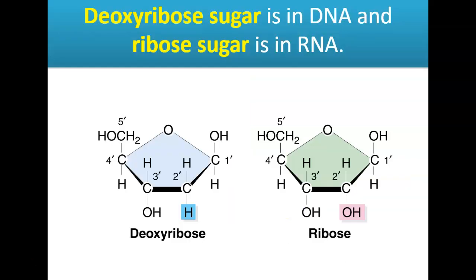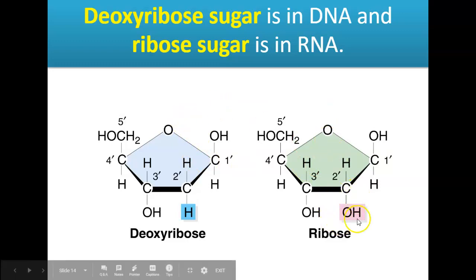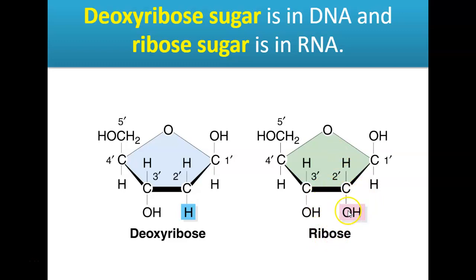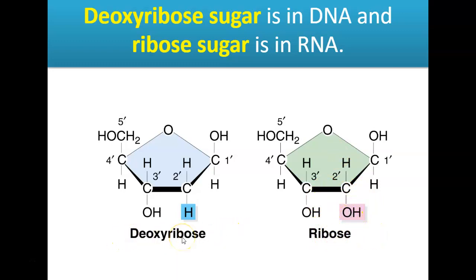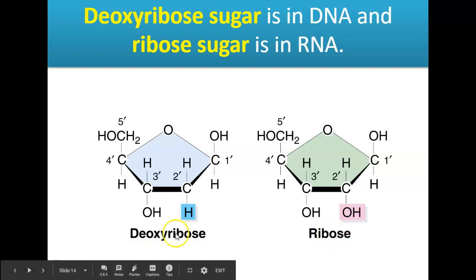In terms of comparing and contrasting, the sugar is slightly different from DNA to RNA. So in RNA, it's ribose sugar. And you can see that structurally these are identical except for this spot right here, where this one has an oxygen. And when you take that oxygen away, we get deoxyribose, which makes sense, right? Because it's ribose minus an oxygen, so deoxyribose.